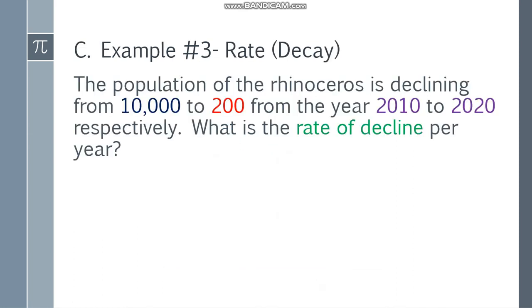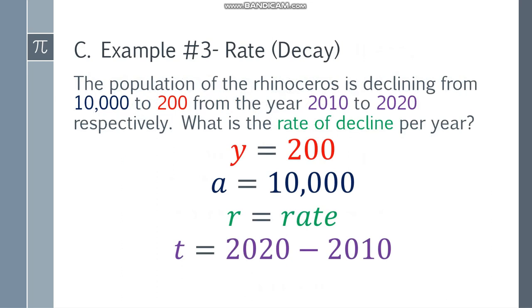Next example, paano pag rate ang hinahanap? The population of the rhinoceros is declining from 10,000 to 200 from the year 2010 to 2020, respectively. What is the rate of decline per year? So, the given, y is equal to 200 and a is equal to 10,000. Ang r natin will be the rate. T will be 2020 minus 2010. So, para makuha yung ilang years, minus mo lang.